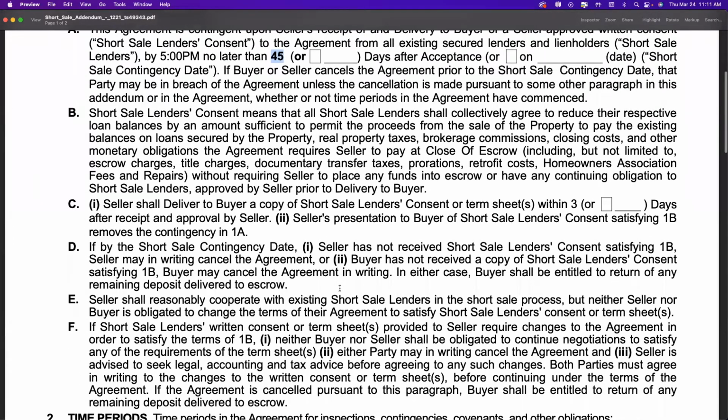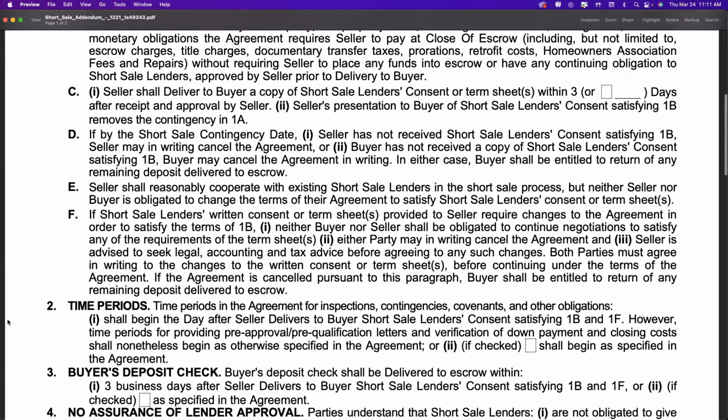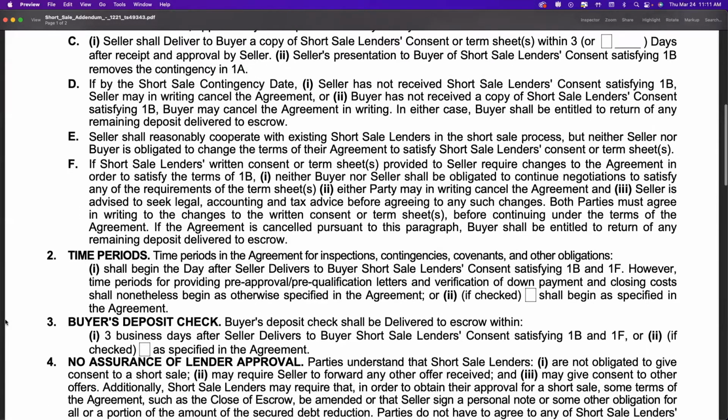It says here, I mean, we don't have to read all this stuff. It's just saying that it is contingent on that happening. The seller has 3 days after they receive their letter of approval, the consent, and the term sheet. They have 3 days to send it over to the buyer's agent. This is, again, stuff we already talked about, that they can remove the short sale lender's consent in writing, or they can cancel the escrow if they didn't get it.